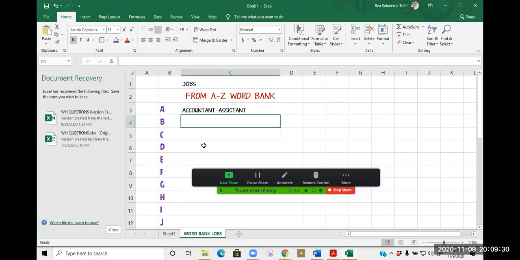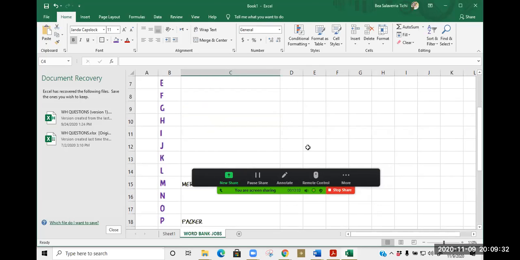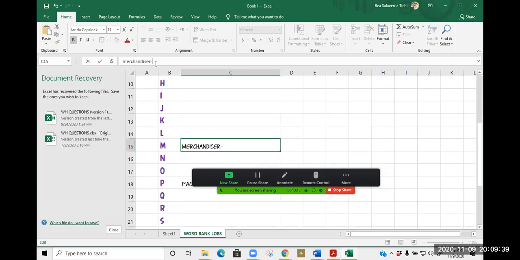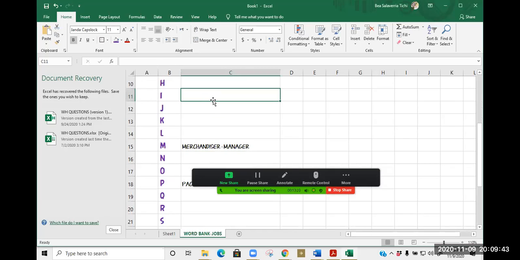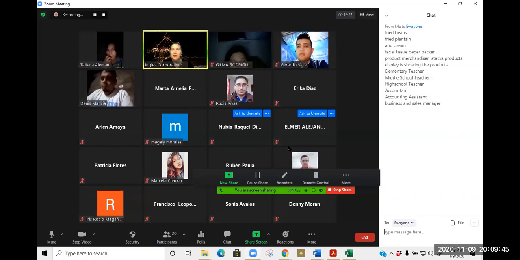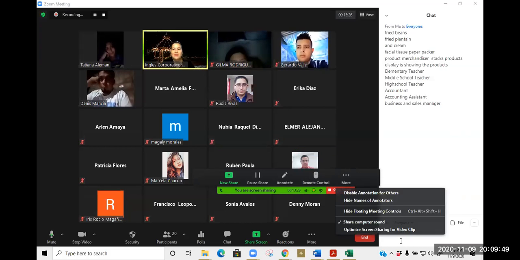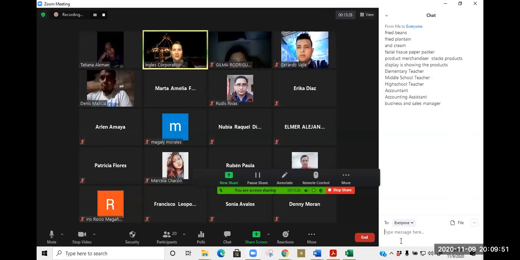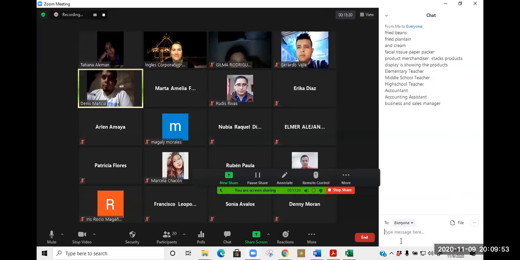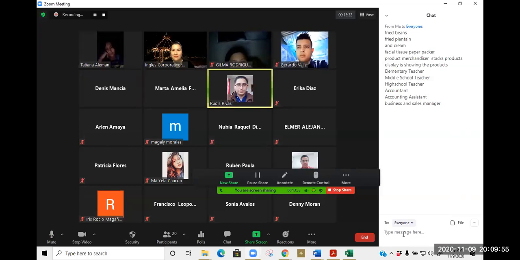This is under here. Pero la posición, esa es la rama de la que usted es gerente o jefe. Entonces, la posición sería aquí en under merchandiser. Vamos a poner manager too. Okay. So you can be a manager. Very good. Super. So you are a business and sales manager. Excellent. Okay. Rudy, what is your position or your occupation?